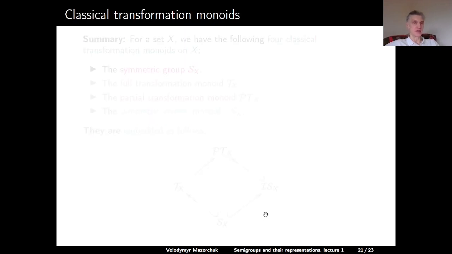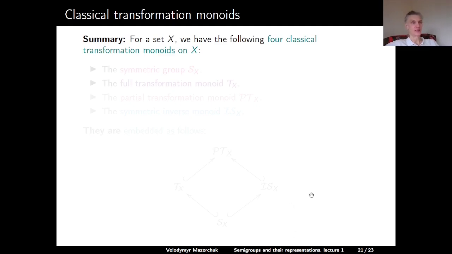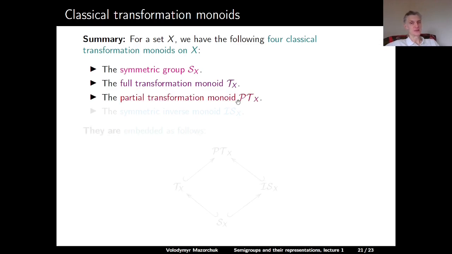So let's make the following summary. For a set X, we have the following four classical transformation monoids on X. The monoid of all bijections from X to X, that's in fact a group, so that's the symmetric group S_X. The full transformation monoid T_X. The monoid of all partial transformations of X, so that's PT_X. And the symmetric inverse monoid IS_X.